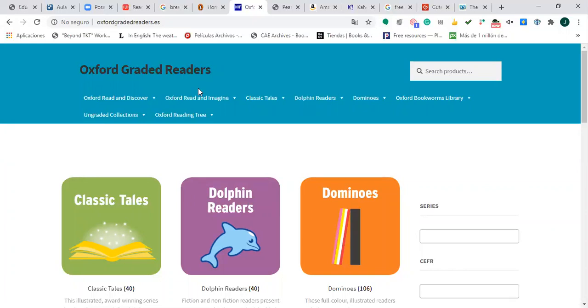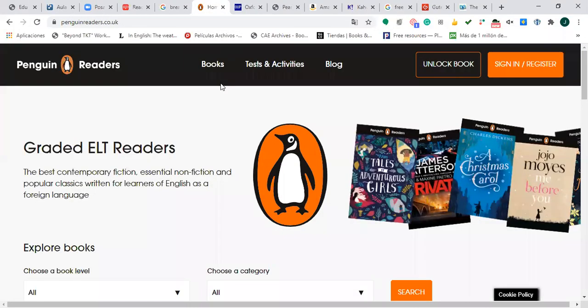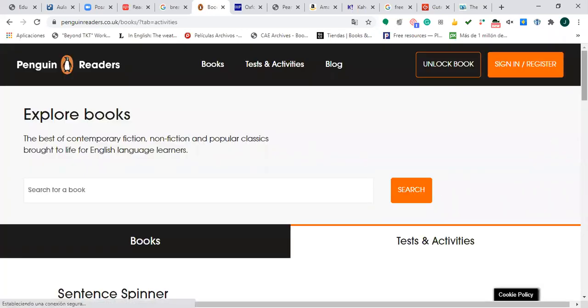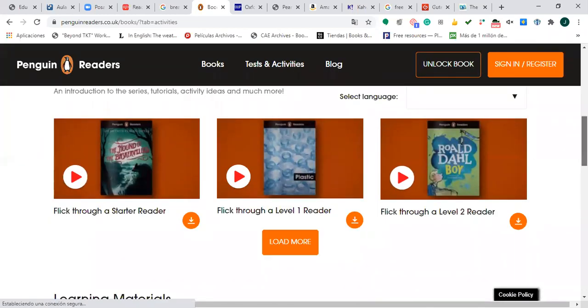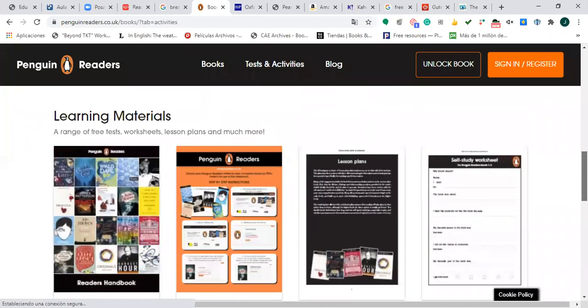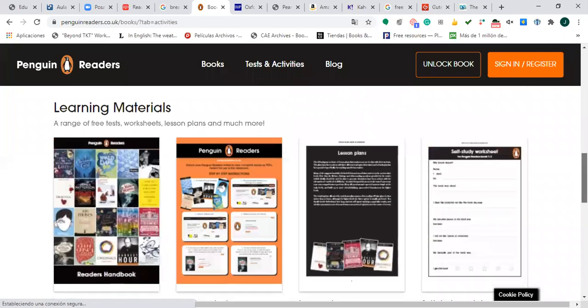But then I'm going to show you how to download graded readers. The other one is Penguin Readers. This is another one, Penguin Readers. Here you have, notice, tests and activities that you could use. Here you have the books, some videos, how you could use them, the composition of the reader, learning materials, notice here a range of free tests, worksheets, lesson plans, and much more. So you have a lot of information here, all right?